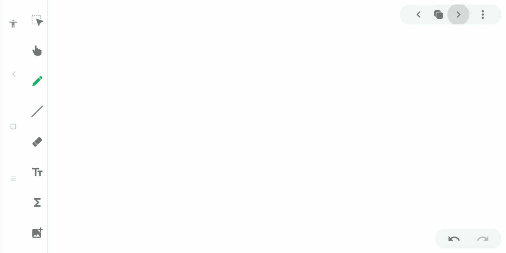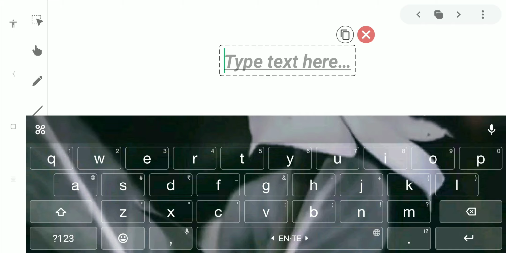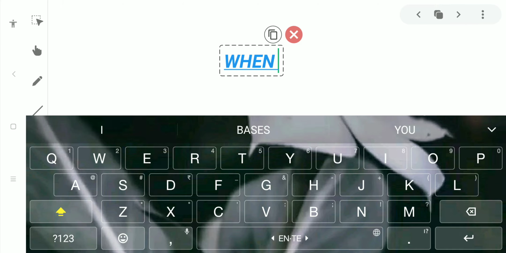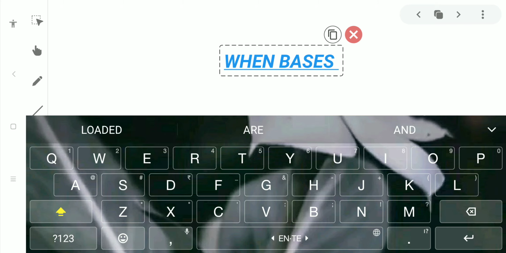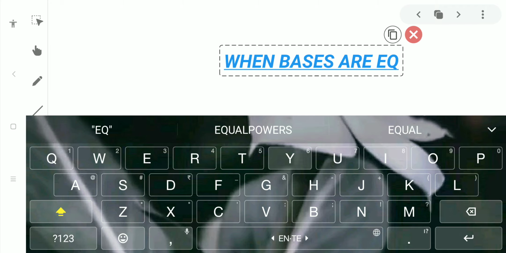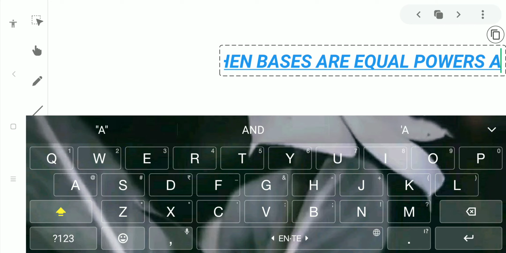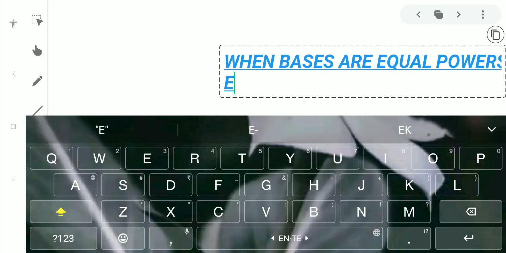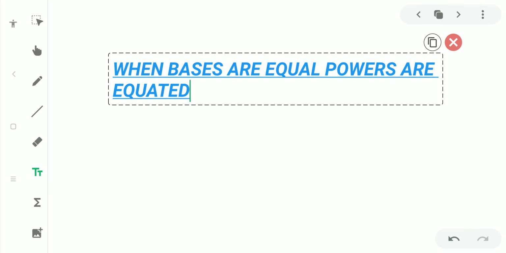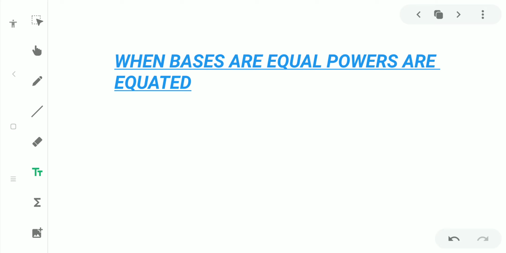Now I should say one important statement, that is when bases are equal, powers are equated. When bases are equal, powers are equated. So what does this statement mean? Let us take a simple example and let me explain it to you.